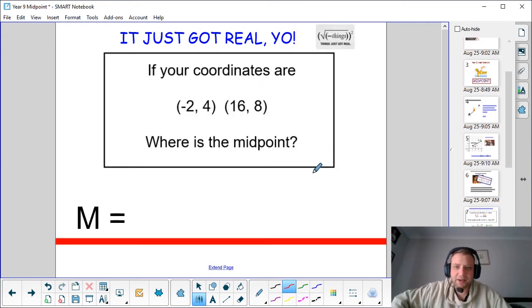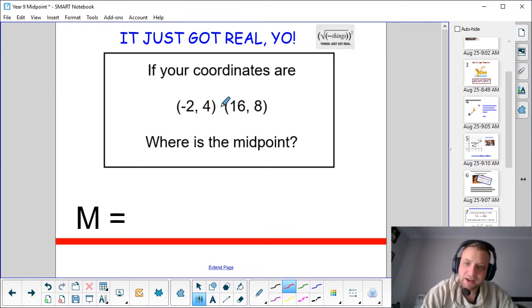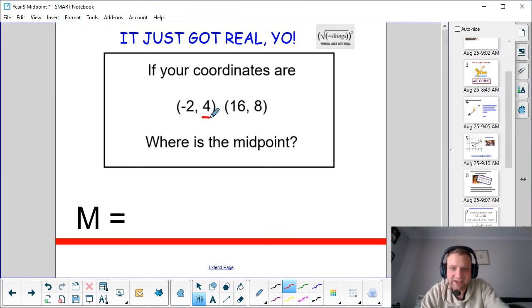All right, so here are some real points, some real coordinates that you could actually see on a graph. You could graph them if you want. We're basically looking for what's halfway between being across at -2 and up at 4, and across at 16 and up at 8. All right, so you can plot the points and just count your way halfway across. You also might be able to just, since these are your two up and down numbers, know what's halfway between them already. Let's practice the formula.